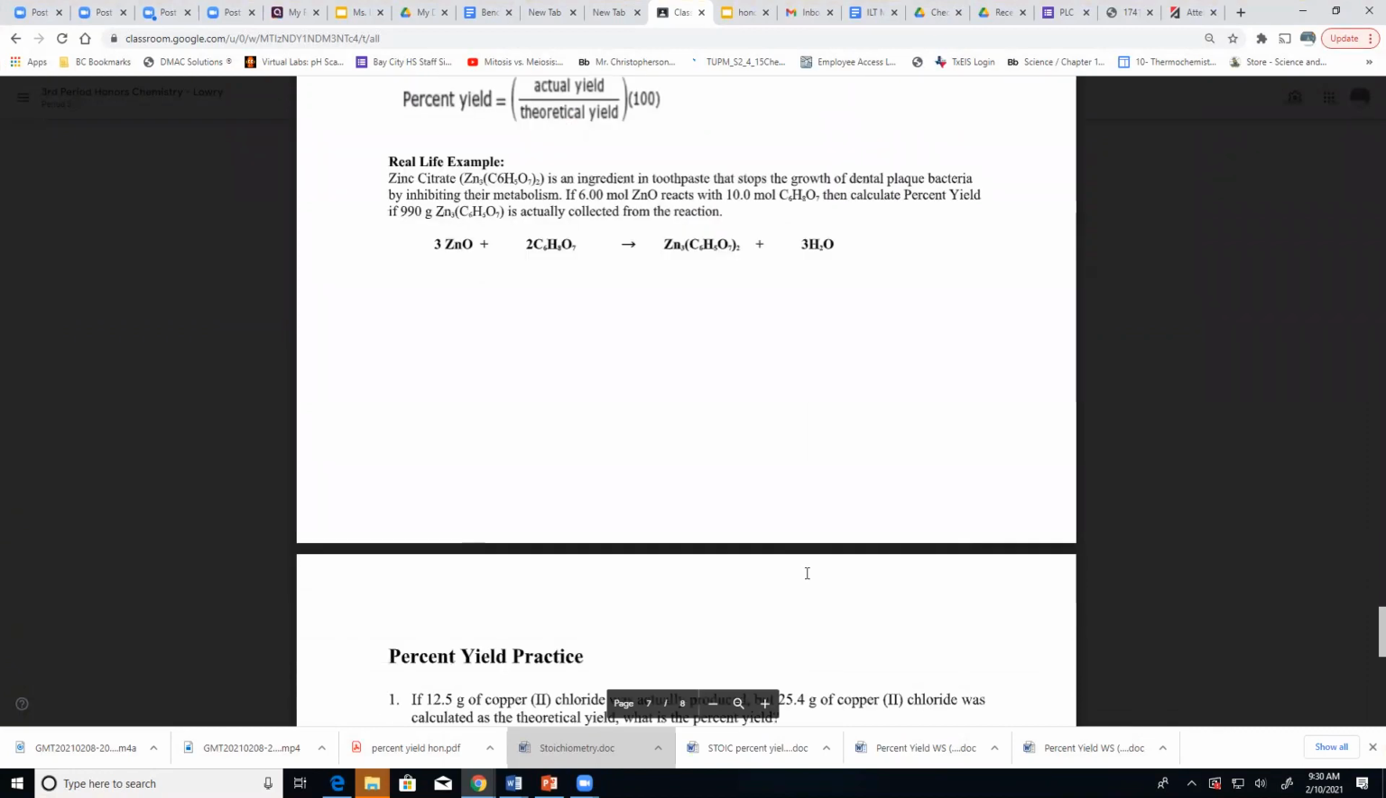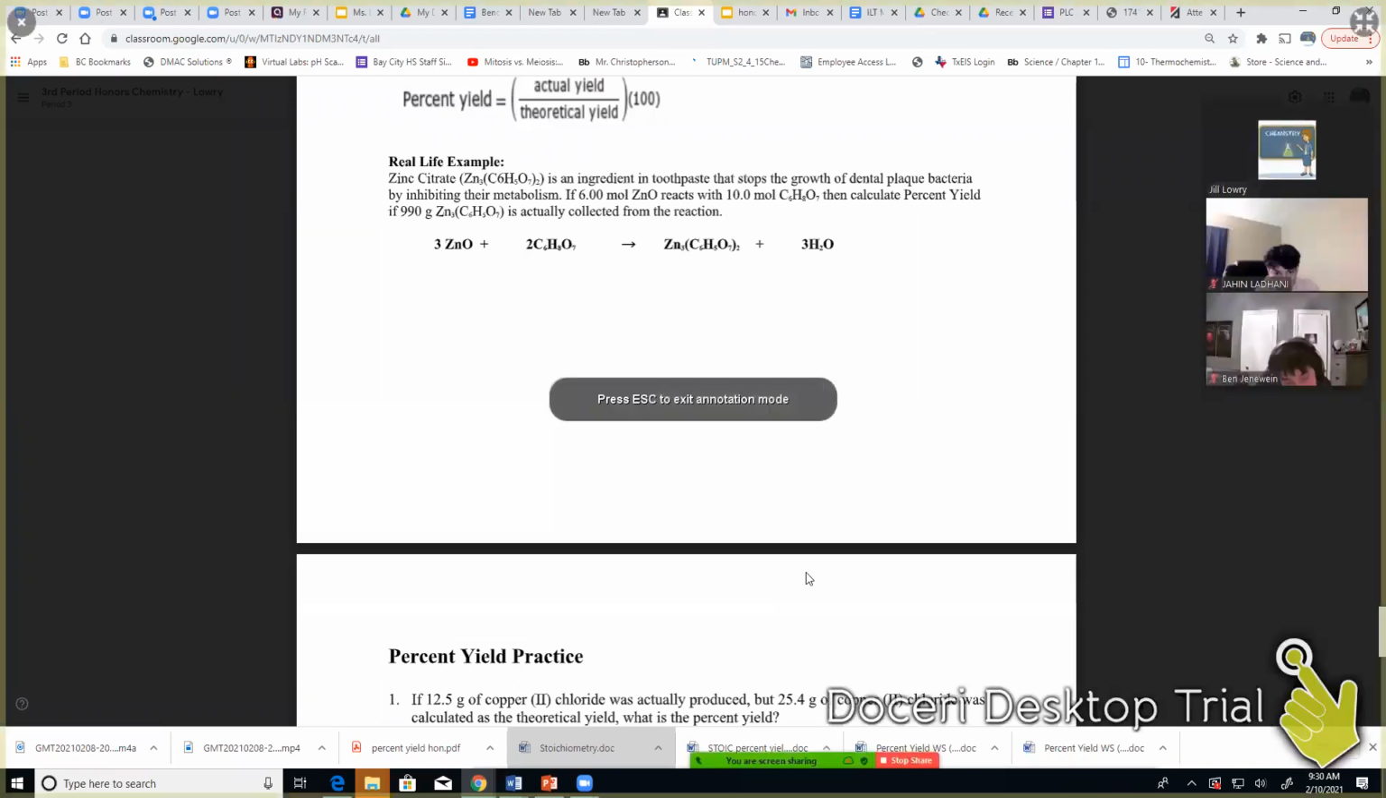The first one's a little bit longer. All right, so this says zinc citrate is an ingredient in toothpaste that stops the growth of dental plaque bacteria by inhibiting their metabolism, in case you were interested. If 6 moles of zinc oxide react with 10 moles of whatever that hydrocarbon is, then calculate the percent yield if 990 grams of zinc citrate is actually collected.